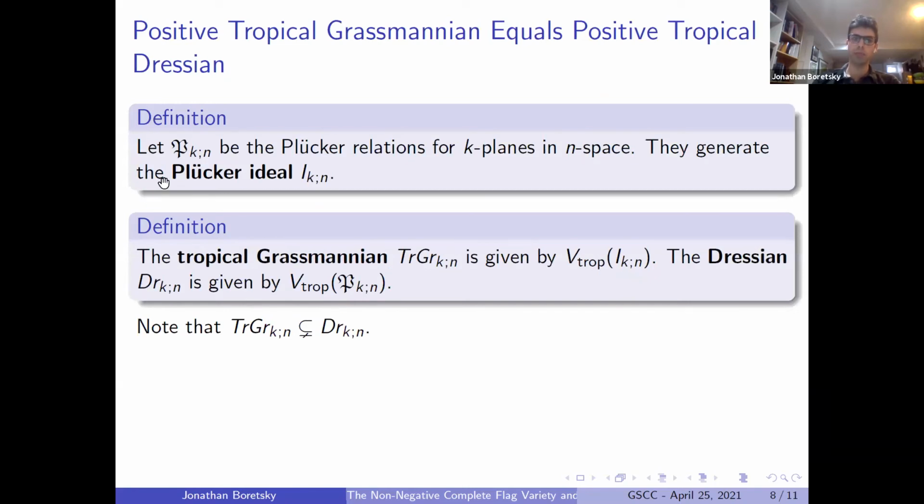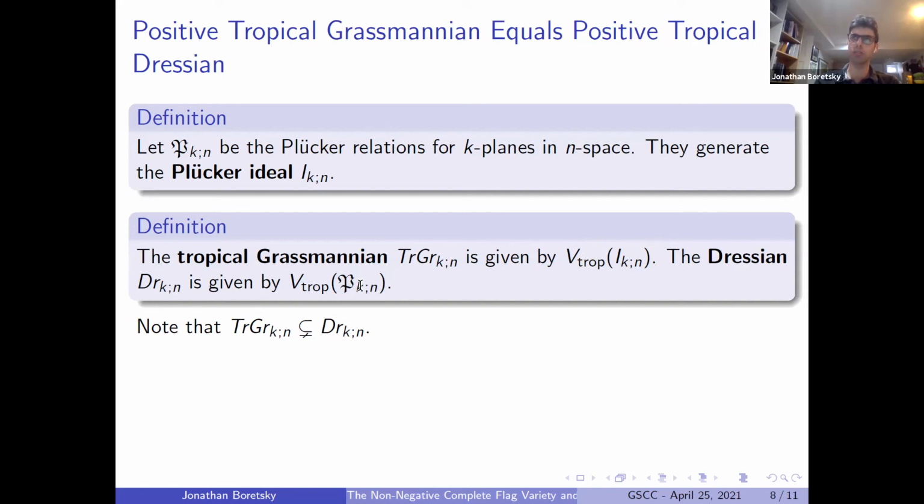So let P_kn be the Plücker relations for k-planes in n-space, and this is a subset of those polynomials I introduced way at the beginning, but you're just looking at the relations between the top k by k minors instead of all the minors, restricting to minors with some fixed size. But anyways, it's some set of relations and they generate some ideal, the Plücker ideal. And we're going to define the tropical Grassmannian to be the tropical variety of that entire ideal, and the Dressian to be the tropical variety of the relations themselves.